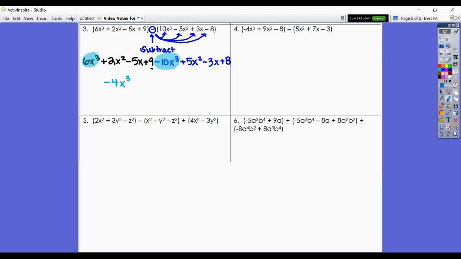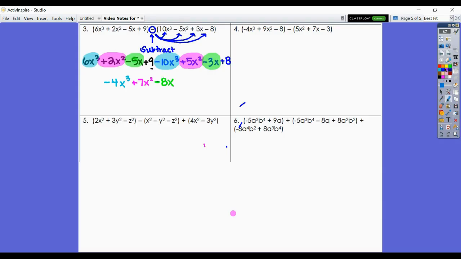Then my next term, I have a 2x squared. That's positive, and will match up with the positive 5x squared. Always take the signs in front of your terms. 2 plus 5 makes 7x squared. Next term, I have negative 5x minus 3x. When I combine negative 5 minus 3, that will make 8. Hard to give away the answer there, but that will make a negative 8x.